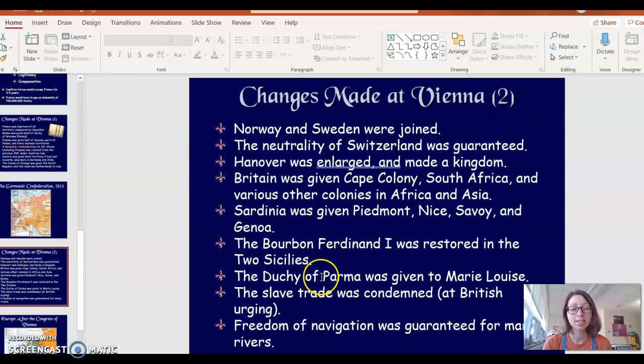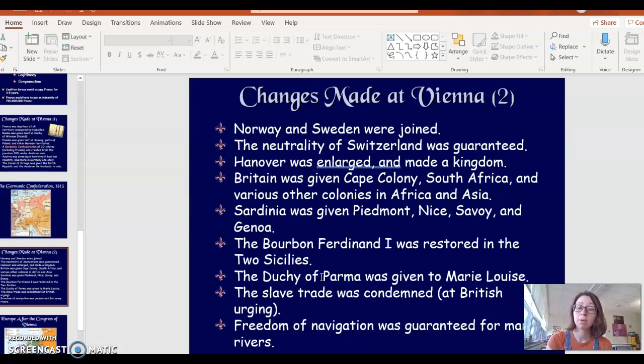Here are some other things. Norway and Sweden are joined as one. The neutrality of Sweden was guaranteed. This is when Switzerland was granted neutrality. Switzerland from here on will be neutral in all wars. Hanover was enlarged and made a kingdom, which is in that Germanic Confederation area.